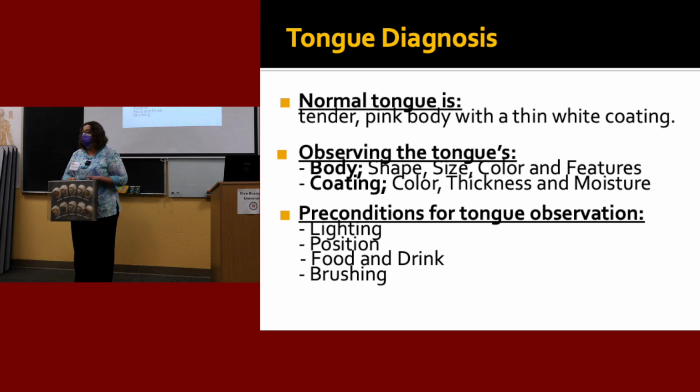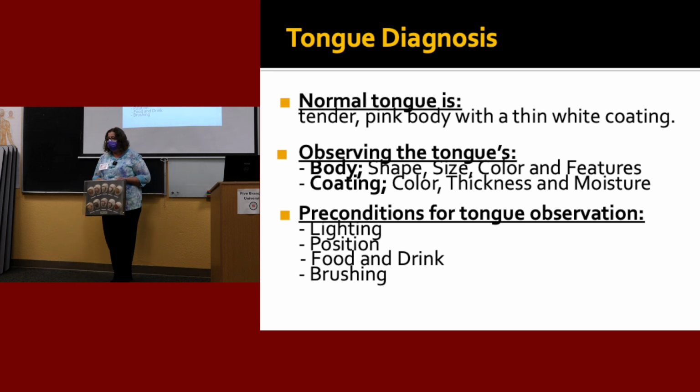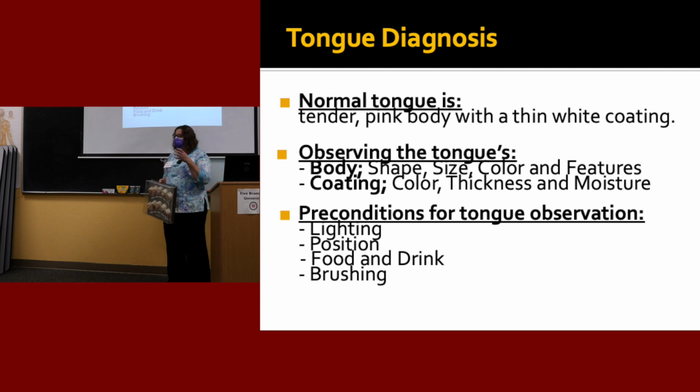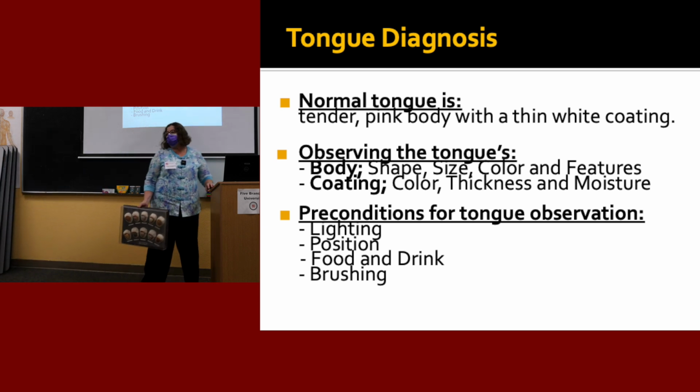So I brought here my ugly tongues. So usually a normal tongue is supposed to be tender, meaning it's not a stiff type of tongue, and the body of the tongue, the color is pinkish, so light red, not too pale. Let's take away the distraction. And it has a thin white coating.